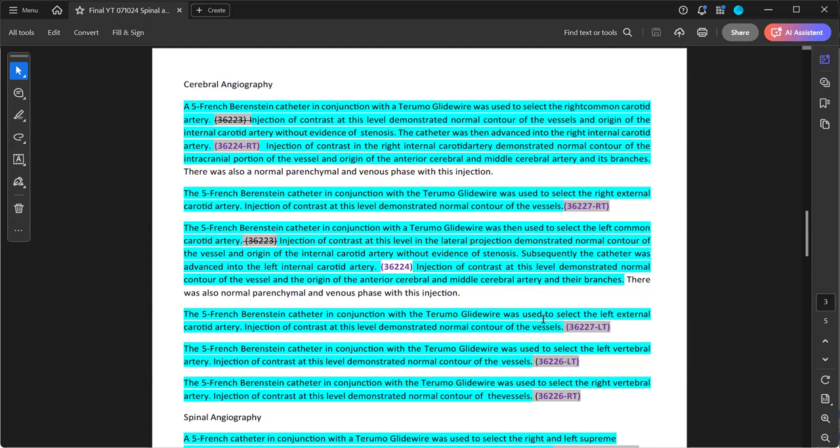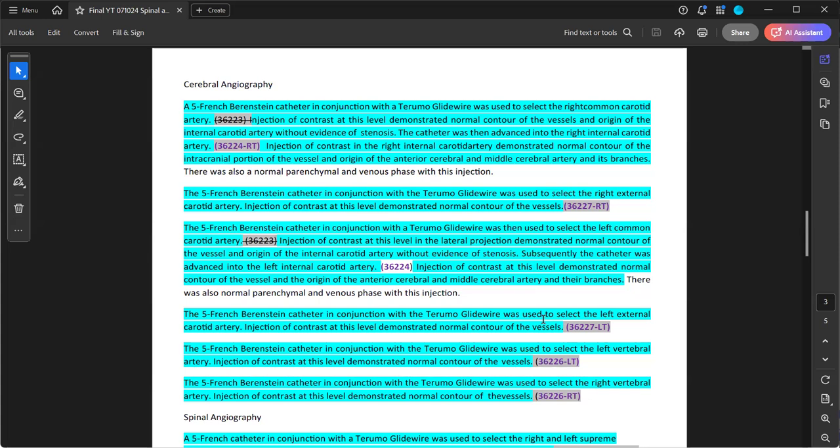Then we see the physician place the catheter into the right external carotid artery. And then it says injection of contrast demonstrated normal contour of the vessels. So to assign 36227, the catheter has to be in the right external carotid artery, which we have, and we also have findings for that vessel. That's a 36227.